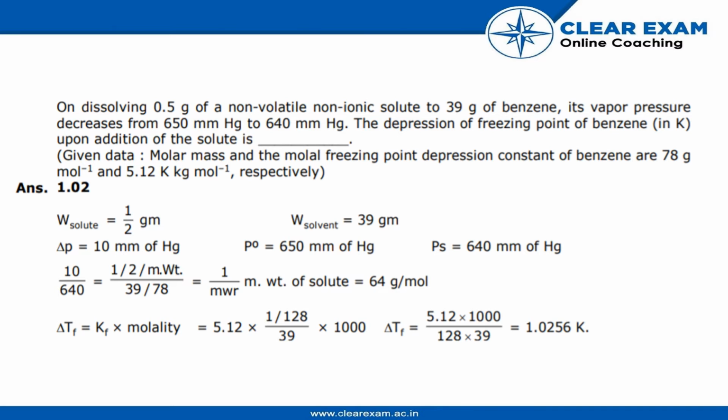So, given in the data, we have the molar mass and the molal freezing point depression constant of benzene as 78 gram per mole and 5.12 Kelvin kg per mole respectively.